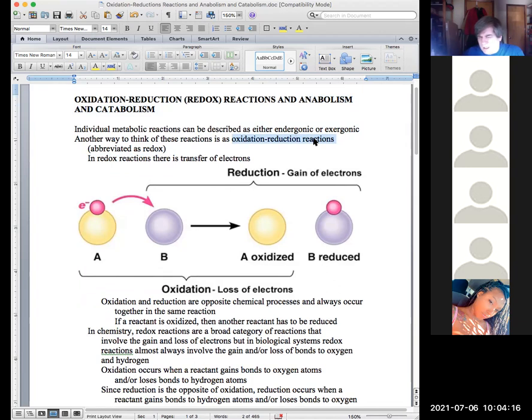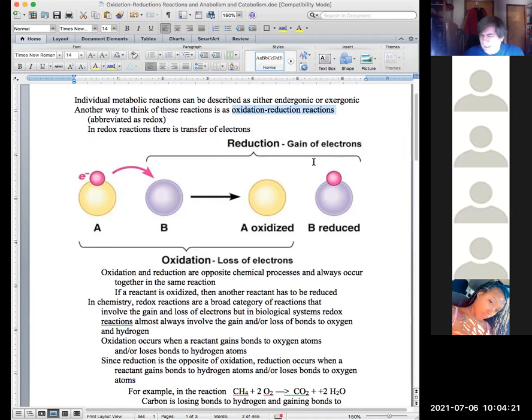I'm not sure why in the abbreviation they always write the re from reduction first, but they do. And in redox reactions, there's always a transfer of electrons. Something gains electrons, something loses electrons. So let's look at this graphic. We have a chemical represented by the yellow A and another chemical represented by the purple B. And this pink represents one of the electrons in chemical A. And in this chemical reaction, the electron that started out in chemical A ends up in chemical B.